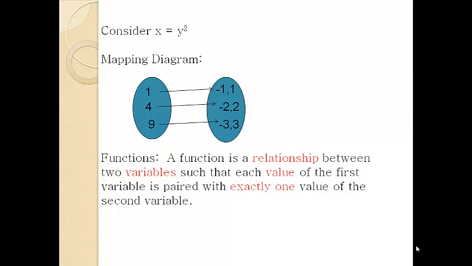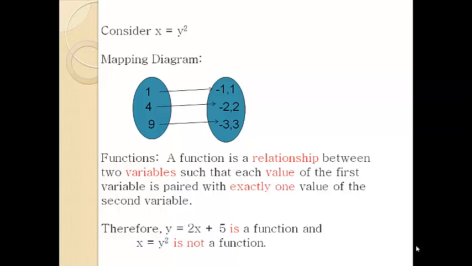So that's a set of ordered pairs. The difference between a relation and a function is that a function is a relationship between two variables such that each value of the first variable is paired with exactly one value of the second variable. So in other words, for every x, there's only one y. In this case, that means that the first equation I showed you was a function, but x equals y squared is not a function, because in the x equals y squared case, 1 gets matched up with two different things. And in the previous example, the 1 only got matched to one variable.